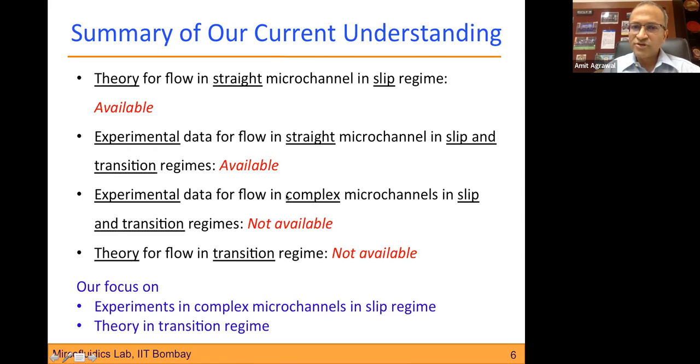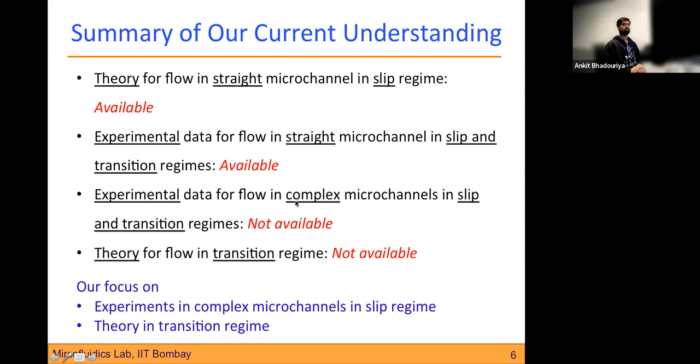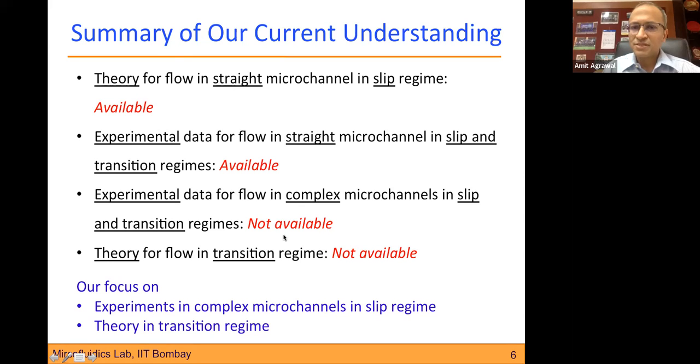Now we are going to introduce something like a complex passage, which is something non-straight. And if you look at experimental data for flow in a complex passage in the slip and the transition regime, you will see that this is not available. You can also see that the theory for flow in the transition regime is not available. So this is a very quick summary of what we know about the slip and the transition regime, and especially when we look at complex passages, this is not available.